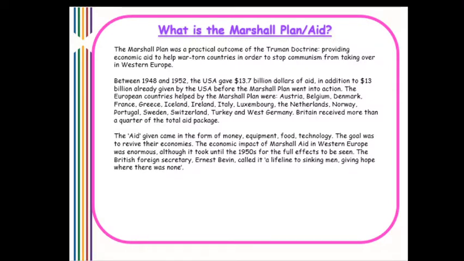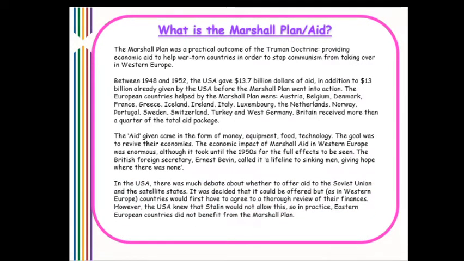The goal was to revive their economies, and the economic impact of Marshall aid in Western Europe was enormous, although it took until the 1950s for the full effects to be seen. The British Foreign Secretary, Ernest Bevin, called it a lifeline to sinking men, giving hope where there was none. In the USA, there was much debate about whether to offer aid to the Soviet Union and its satellite states. It was decided that it could be offered, but as in Western European countries, would first have to agree to a thorough review of their finances.